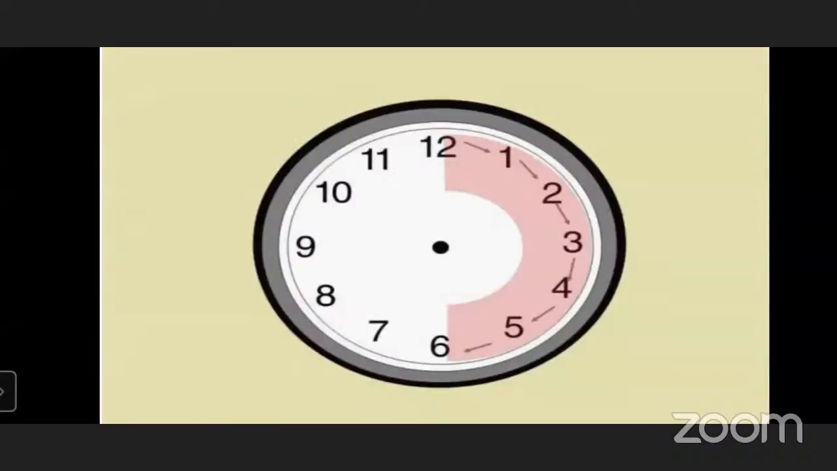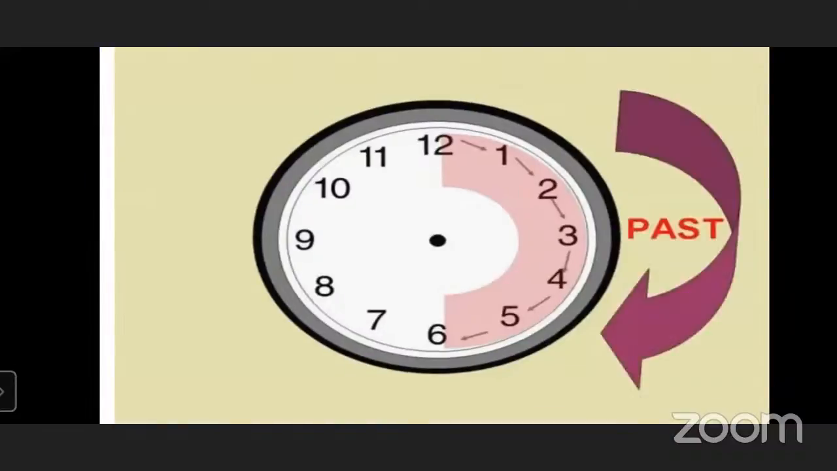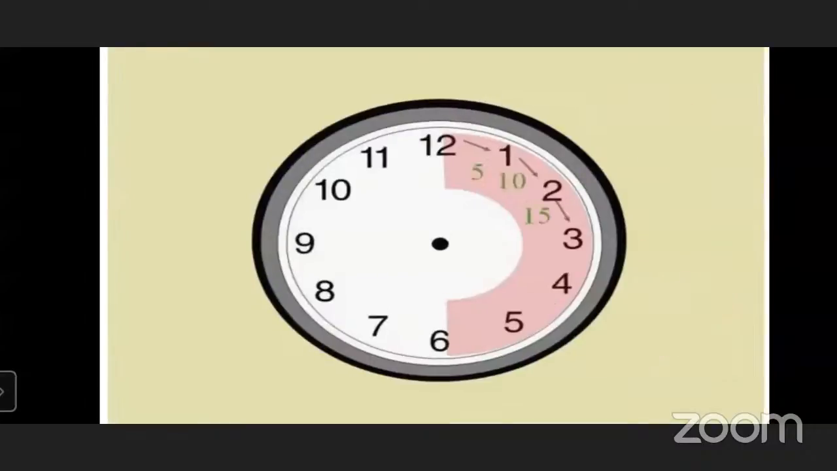Here is a design you can see carefully, from 12, 1, 2, 3, 4, 5, 6. Whenever the time shows after 12, it is called past 12. That is a past time. For example, here is 5 minutes. If the minute hand is on 1, it means 5 minutes are over. So it is past 5 minutes, past 10 minutes, past 15 minutes, past 20 minutes.